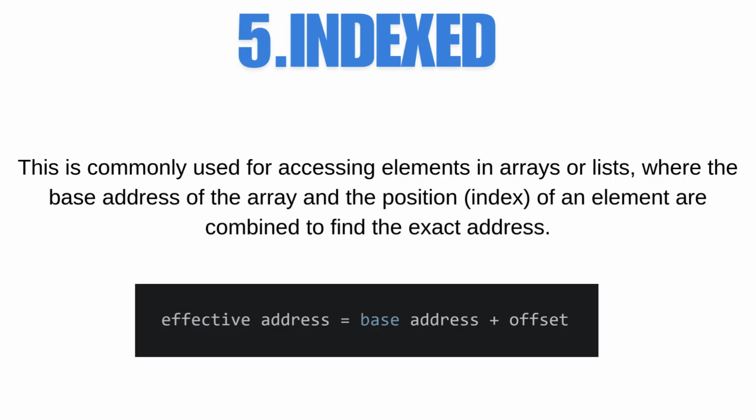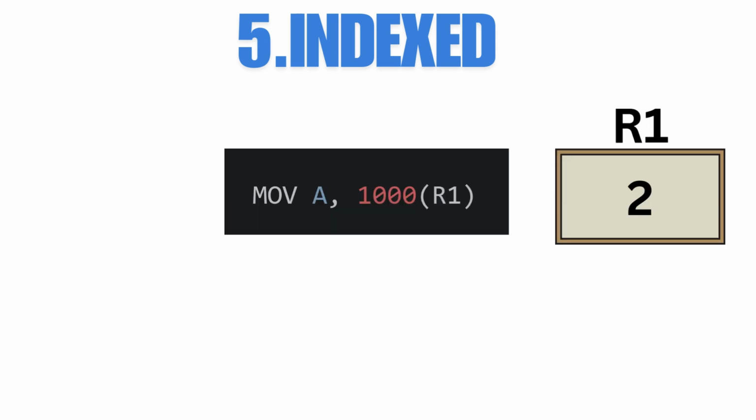Indexed addressing mode is an addressing technique where the effective address of the operand is calculated by adding a constant value called the index or offset to the contents of an index register. This is commonly used for accessing elements in arrays or lists, where the base address of the array and the position or index of an element are combined to find the exact address. Here, move is the opcode, A is the destination register, 1000 is the base address, and R1 is the index register.